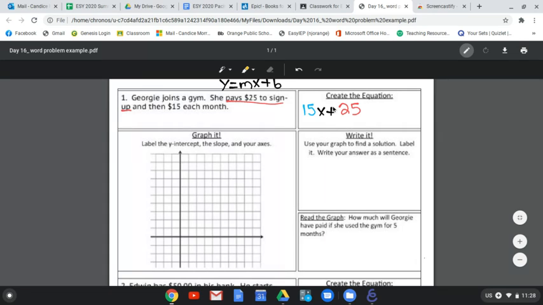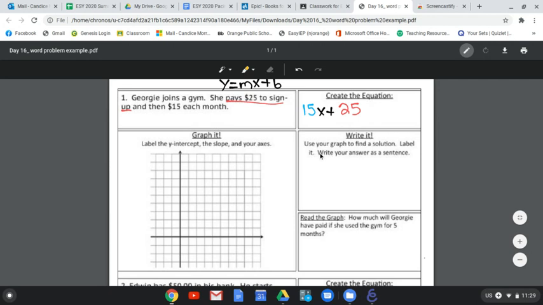Okay. So we know our B in this case is 25, because that's the initial fee that she pays. She's never going to pay that again. And then the M in this case is our 15, which is our slope. M always equals slope. And that is going to change because we don't know how many months she's going to be doing this for. So then we're going to write it.